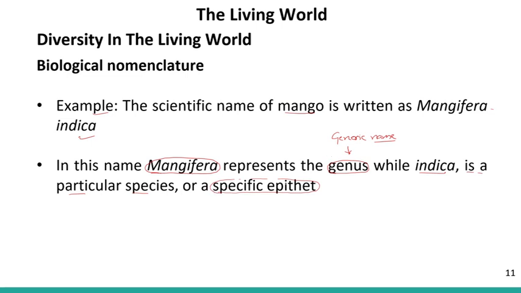Suppose we talk about humans. Humans are known as Homo sapiens. Humans have been given the name Homo sapiens. So Homo is the generic name, sapiens is the specific epithet. The generic name tells you about the genus of the organism, and the specific epithet tells you about the species.